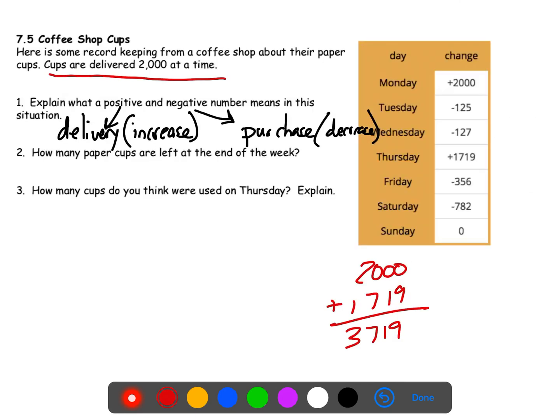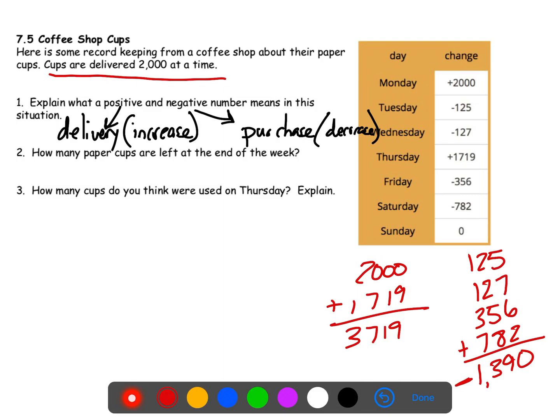The negative amounts were the cups that were sold, and since they're all negatives, I really just need to combine all of these together to get a total amount of negative cups. So I'm going to just line these up. I'm going to write them as positive numbers. And 782. I'm going to add those up and get a total of 1,390 cups. But these were all negative, so I need to remember to mark that as negative. These were all the cups sold in a week.